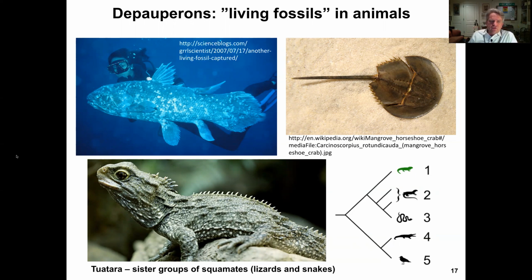Then there are lineages that are the surviving singleton sister taxa to other very species-rich groups. So you may look at this and think, oh, this is a lizard. It's not a lizard technically. It's what is called a tuatara. It is the only living species in this major lineage that is the sister lineage to all living snakes and lizards.